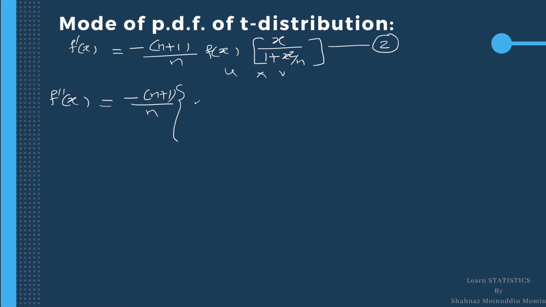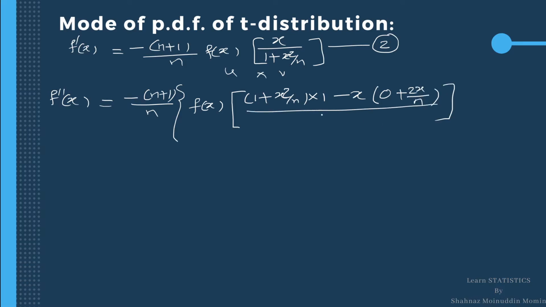First we differentiate this function. It is the ratio of two functions, u by v: 1 plus x square by n into the derivative of x, minus x into the derivative of 1 plus x square by n, which is 0 plus 2x by n, upon 1 plus x square by n whole square, plus we will differentiate f dash x into the second function as it is.